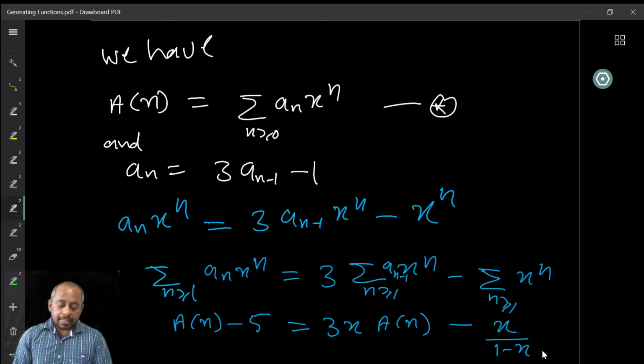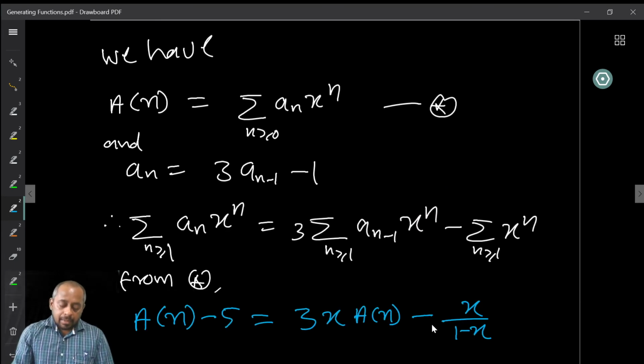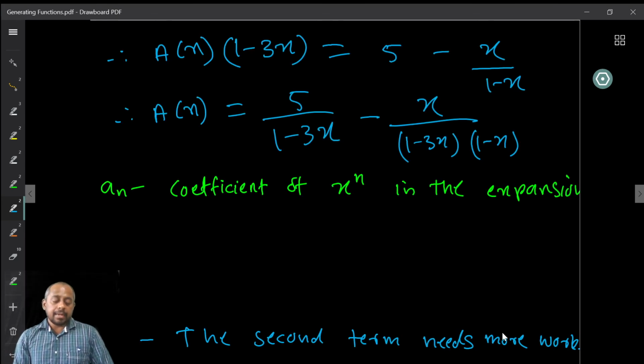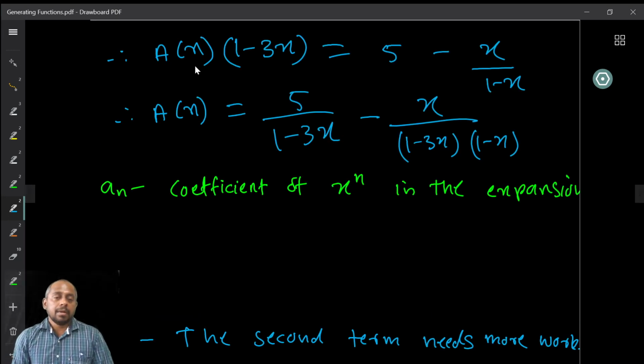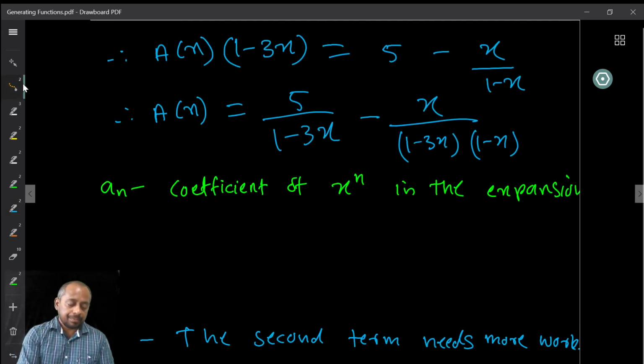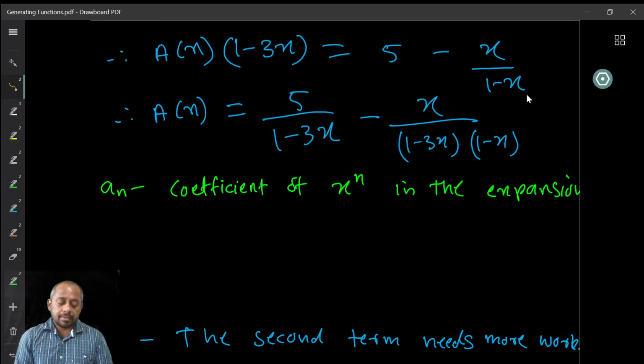So we have written this in terms of A(x), so we have converted this. Now I can write, converting this to the left side and collecting the A(x) terms together, A(x) into 1 minus 3x, which is the routine, equal to minus x by 1 minus x, right? Therefore, A(x) is equal to this all divided by 1 minus 3x.